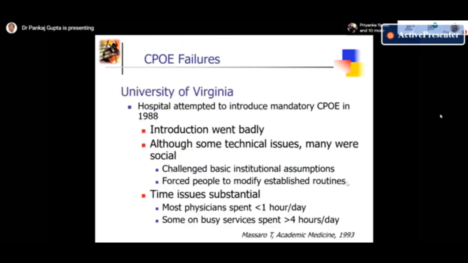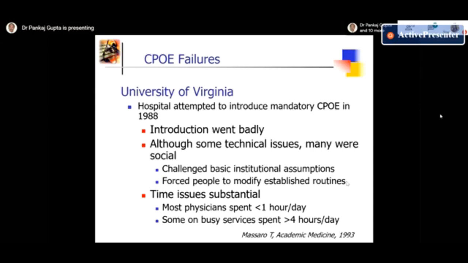Here are some examples of failures from the US. Of course, the US is very big on CPOE and BCMA. This is University of Virginia. Here, the hospital attempted to introduce the CPOE. There were some technical issues, but majorly it was the human issues which basically derailed it. All the humans said, no, this is not going to work for me. So it was basically a change management issue rather than a technology issue.